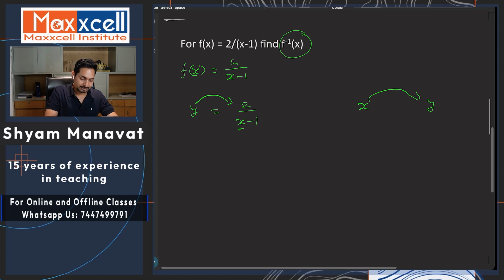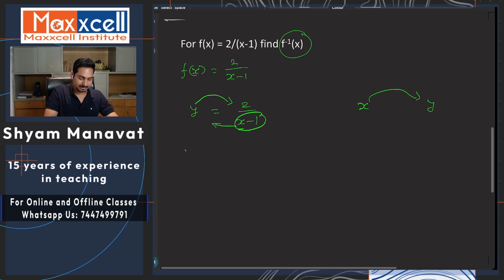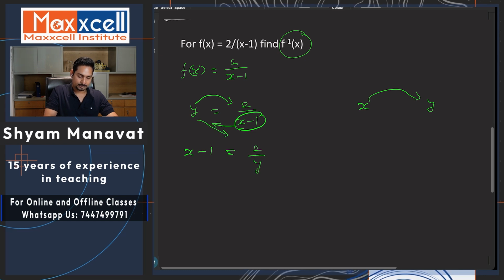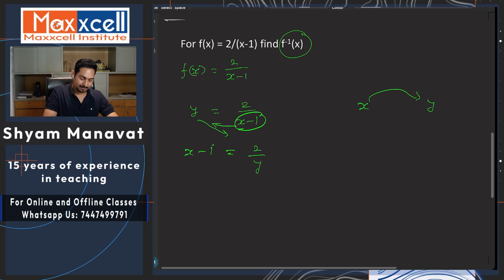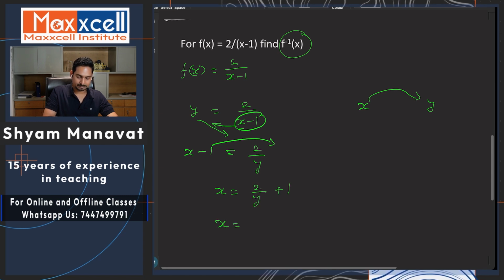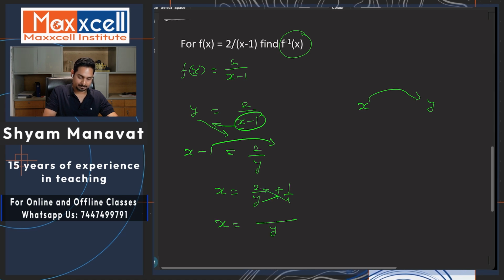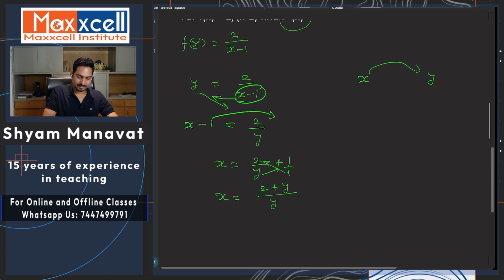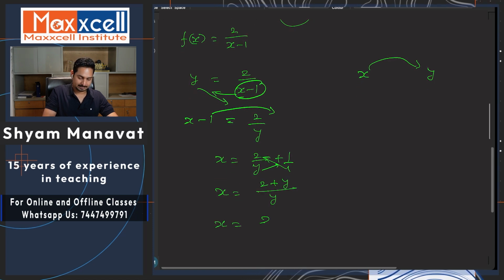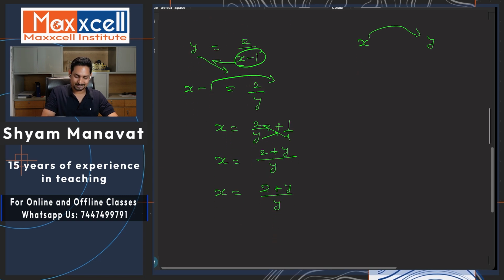So simplify this. What do we get? Let me multiply this x minus 1 here, and let me take the y in the denominator this side. So here you have x minus 1 equal to 2 upon y. If I take this minus 1 to the right hand side, I get x is equal to 2 upon y plus 1. Simplify it. This is y in the denominator, and cross multiply. So you get 2 plus y, right? Yeah, x is equal to 2 plus y upon y.